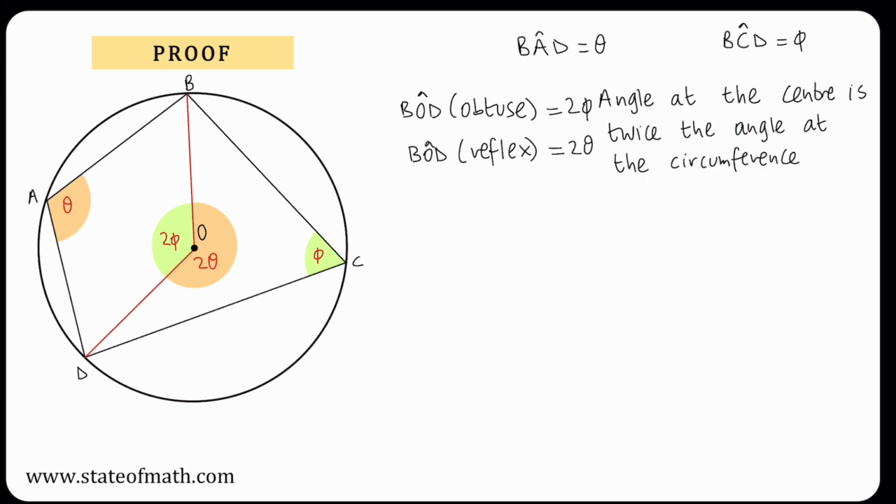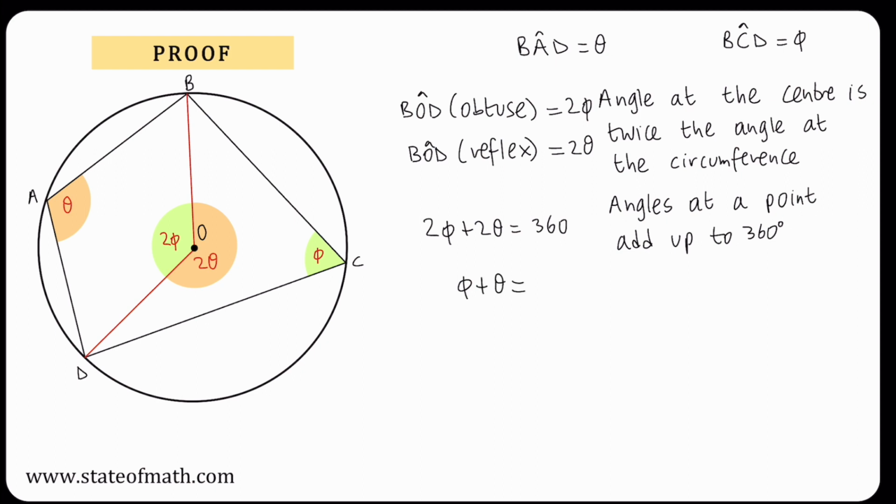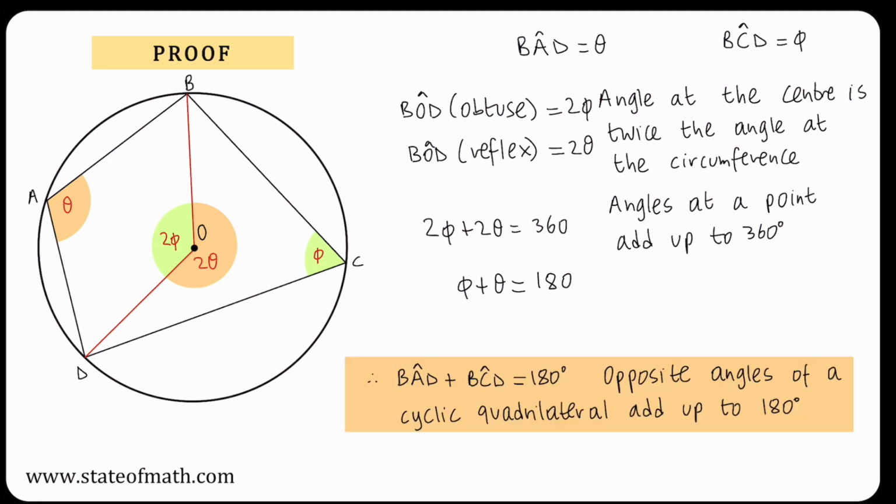Then we can just notice that 2 phi plus 2 theta is equal to 360. We've got angles at a point which we know add up to 360, and therefore we have that phi plus theta must be 180 if we divide throughout by 2, and therefore we have just proven that angle BAD plus BCD is 180, which means that opposite angles of a cyclic quadrilateral add up to 180 degrees.